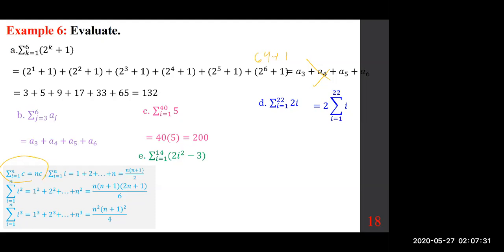Summation of I is n times n plus 1 over 2. So what is n here? It is 22. And don't forget we have a 2 in front, and that remains. So this 2 can cancel out this 2. This is 23. And their product is what we are looking for.